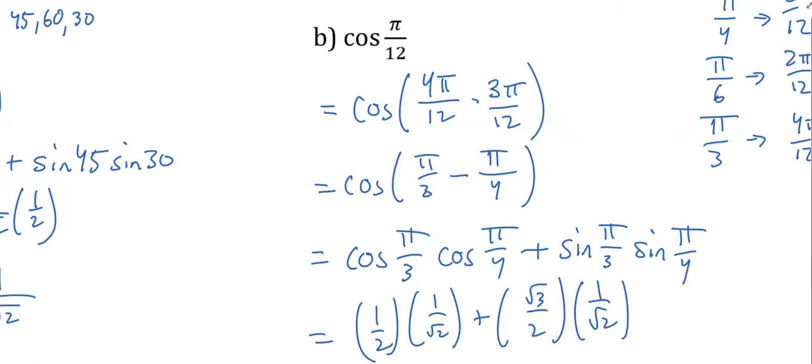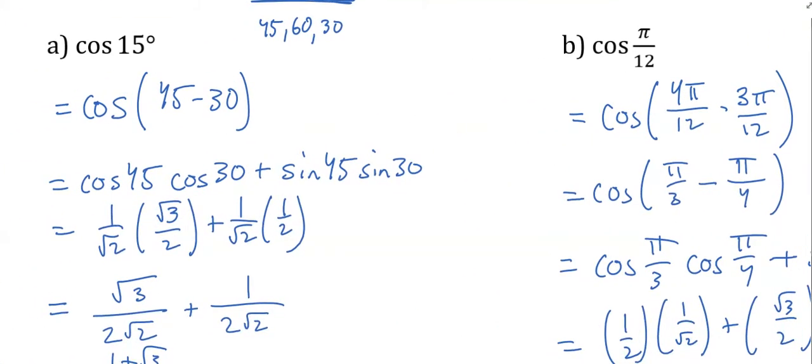What is pi by 3? 60. What is pi by 4? 45. So for this one, we did 60 minus 45, but that's still 15, so it still worked. This one, we did 45 minus 30. That's 15. Still worked. Won't matter. There's going to be often different ways of doing these things. Okay, let's try a couple more.